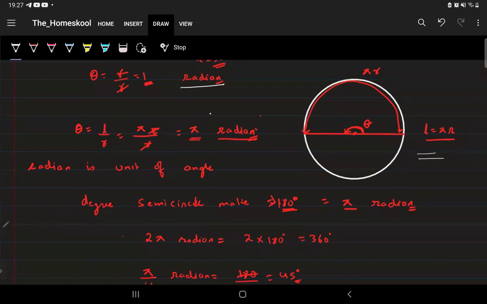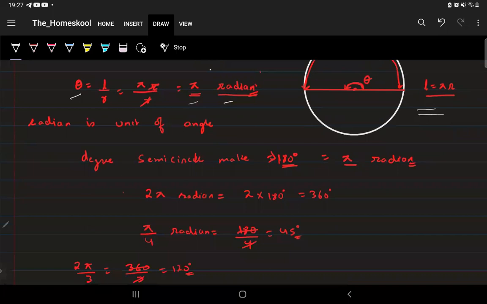So for a semicircle, theta will be the length of the arc by the radius. The length of the arc is pi r by r. So r will get cancelled, and we will get pi radian. So pi radian is a semicircle and 180 degree is also a semicircle. So can I say pi radian is equal to 180 degree? Yes or no?